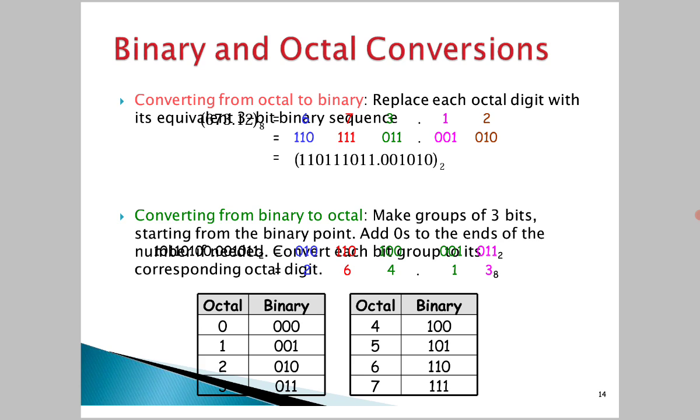Next is binary and octal conversion, converting from octal to binary and vice versa, from binary to octal. Replace each octal digit with its equivalent bit or binary sequence. Similarly, we can convert from binary to octal. While converting binary to octal, we take 3 bits as a unit.